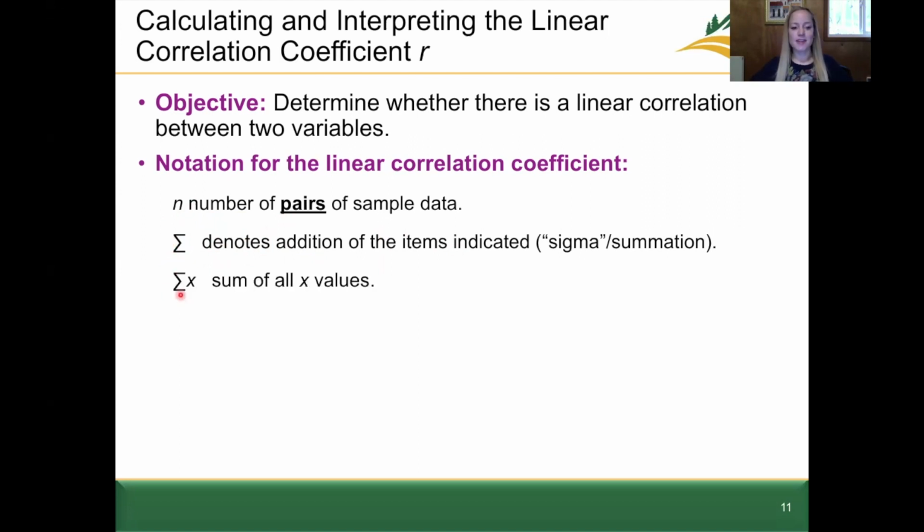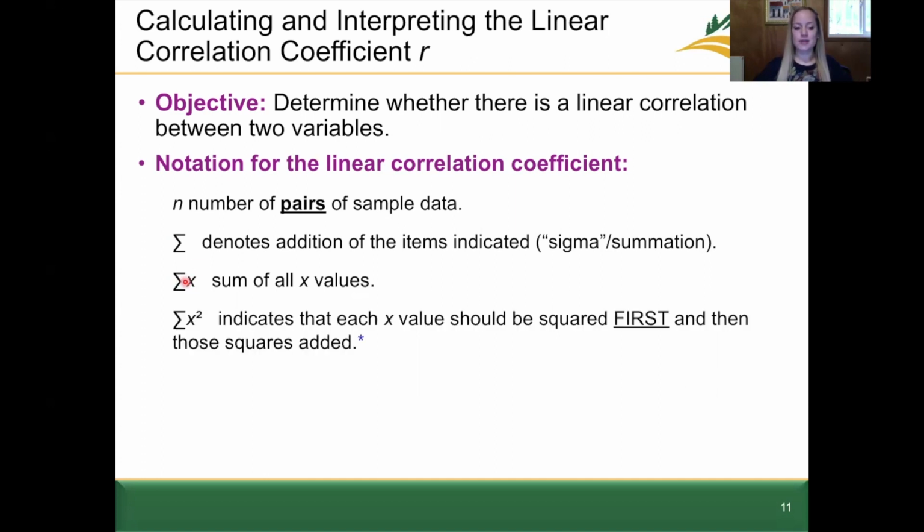Now let's combine notation. If we have this sigma in front of X, that means that we will do a summation, or add, all of our X values. So sigma of X is the summation of all the X values. For these next two notations, we need to be really, really careful about our order of operations.